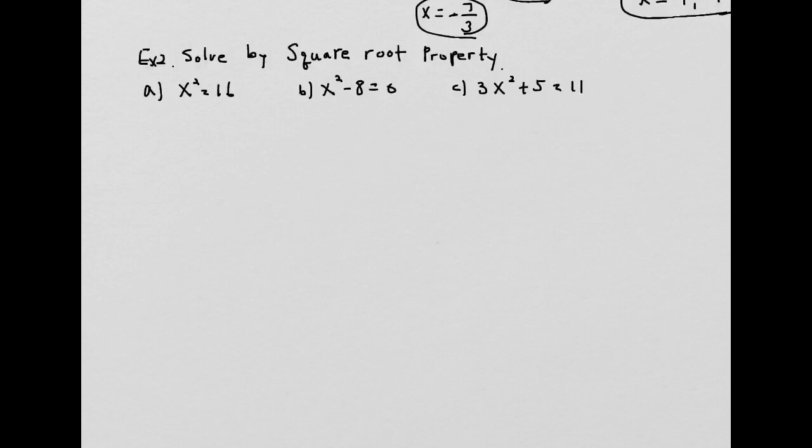Once you do that, then you take the square root of both sides, and when you're using the square root property, you need to make sure you put the plus or minus sign on the other side of the equation.